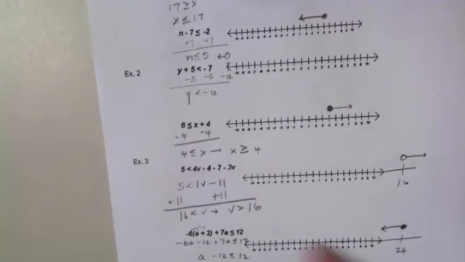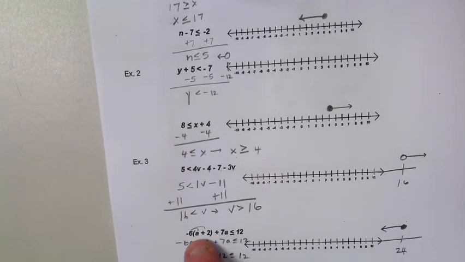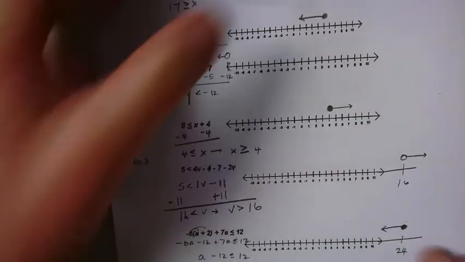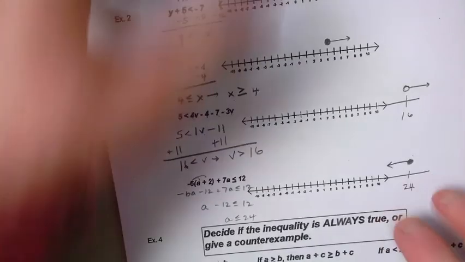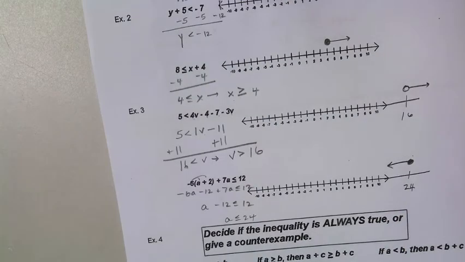Now, I'll pick a number down in here. I'll pick 0. 0 plus 2 is 2. 2 times negative 6 is negative 12. Plus 7 times 0 is just 0. So is negative 12 less than or equal to 12? And it is. Okay. So there you go. Sorry, I didn't know I cut off that last part. All right. Want to finish out this last little bit.